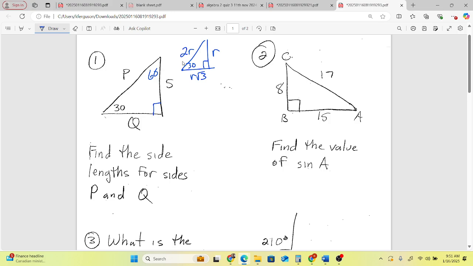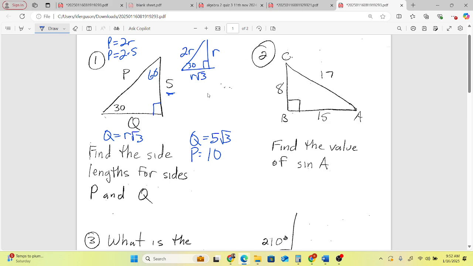So let's just think about what we got here. If I've got 5 here, that means R is 5. So then that means P, which is going to be 2R, is going to be 2 times 5. So P equals 10. And then Q is going to be R times the square root of 3. So Q is 5 square root of 3. And those are my two answers for that.